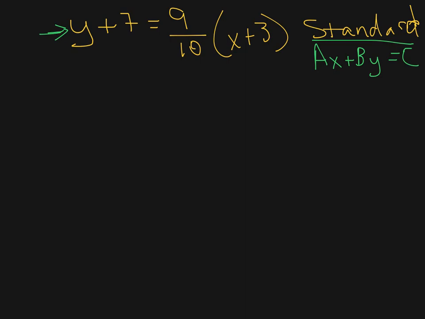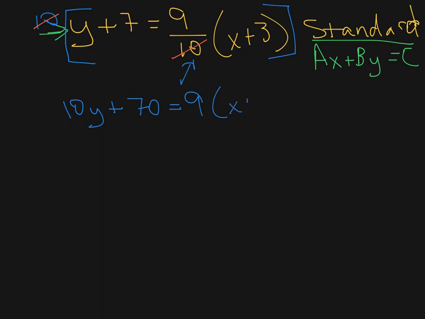So because nobody likes fractions, the first thing that I'm going to do with this equation is multiply the entire thing by 10, because 10 is our denominator, and that will get rid of all the fractions. So if I distribute that 10 to everything, that is going to give me 10y plus 10 times 7 is 70 equals, now when I get on this other side of the equation, here's what's going to happen. This 10 and this 10 are going to cross out, and that's going to leave me with just 9 times x plus 3.